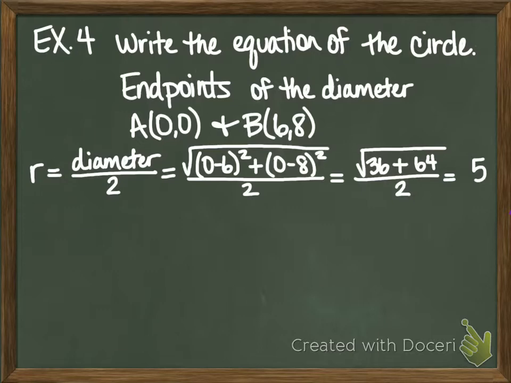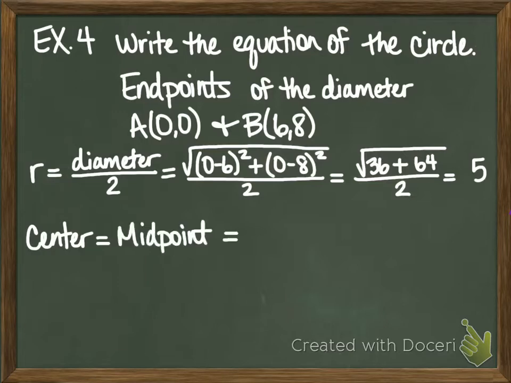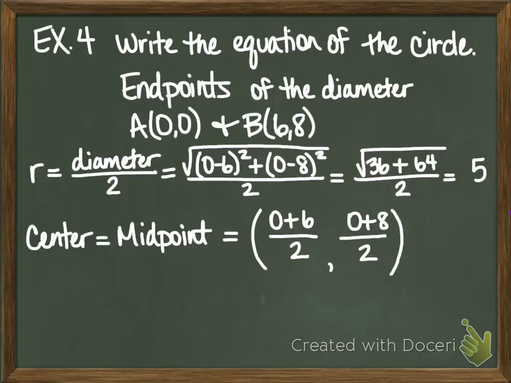Now we need to find the center of the circle. The center is actually going to be the exact middle point of these 2 endpoints of the diameter. So that's the midpoint. It's like an average of the 2 points. We're going to do 0 plus 6 divided by 2, 0 plus 8 divided by 2. So the center, or the midpoint of this diameter, is going to be the point 3, 4.